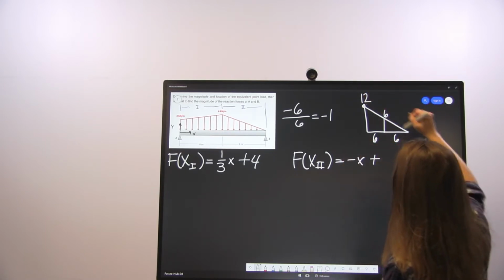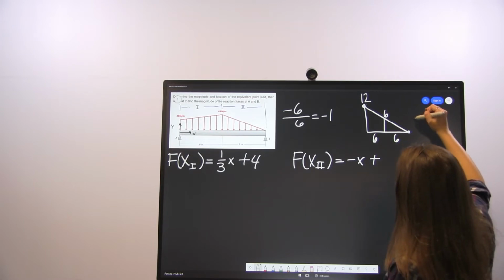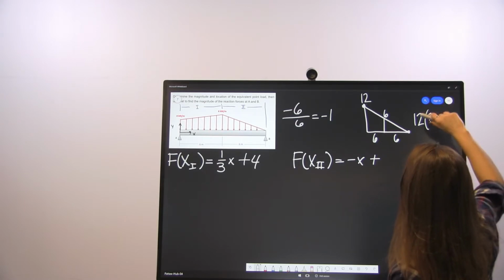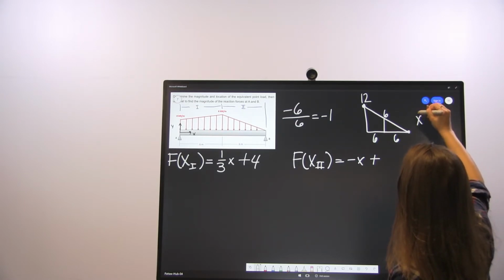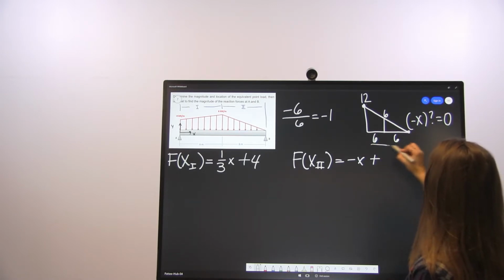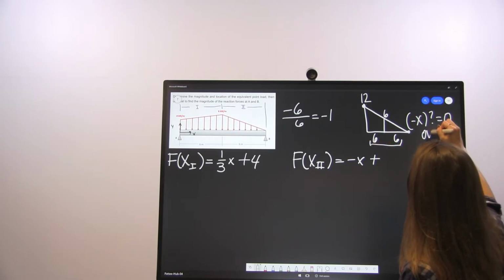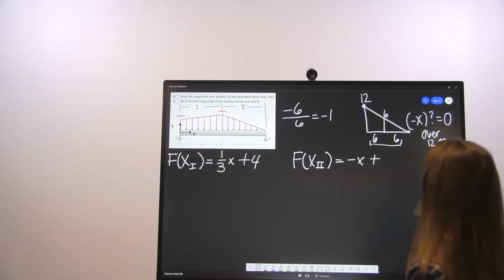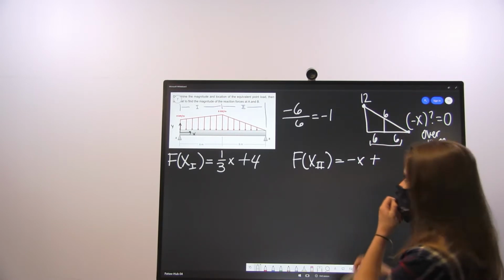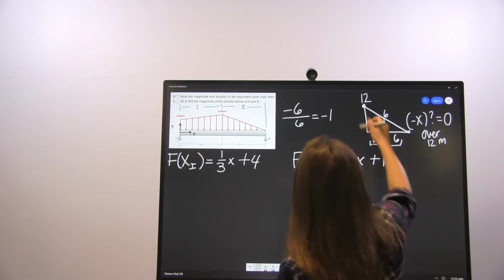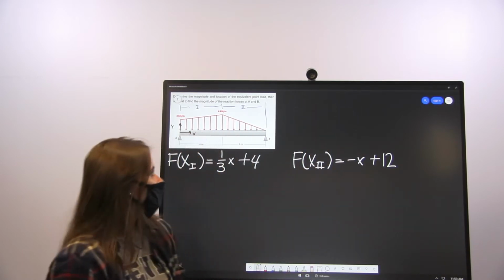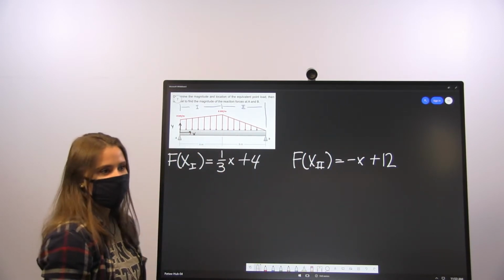Because when you do it this way, you're going to figure out what times -x is equal to 0 over 12 meters. So when you think about it like that, you figure out that the intercept on the y-axis would be positive 12. Okay, so you could use y equals mx plus b. I just figure it out conceptually, but either way works.